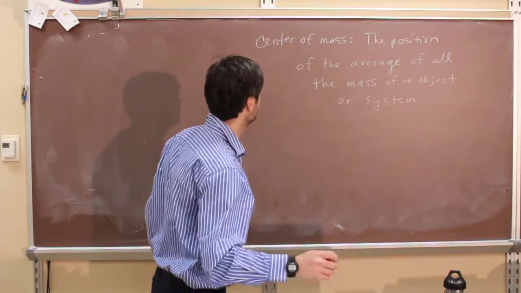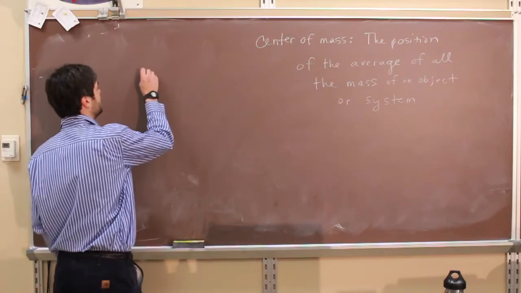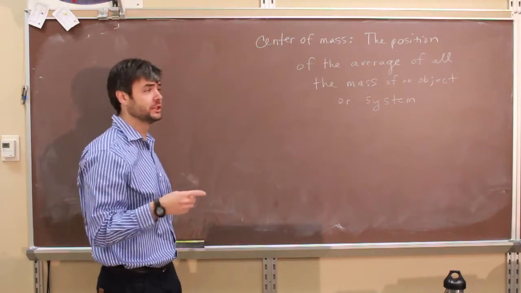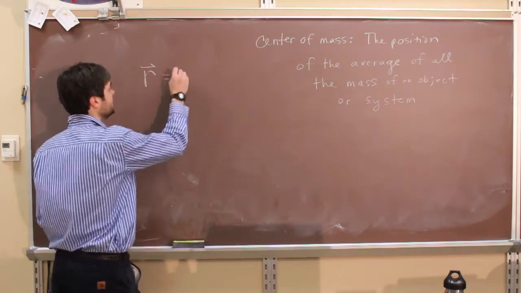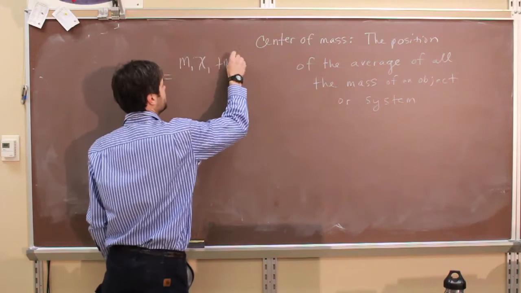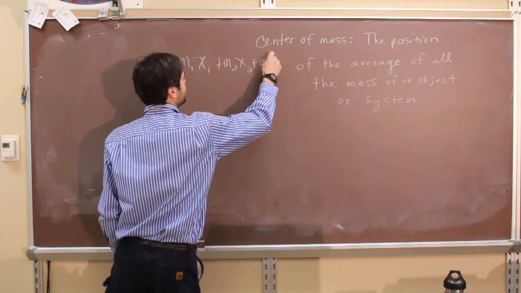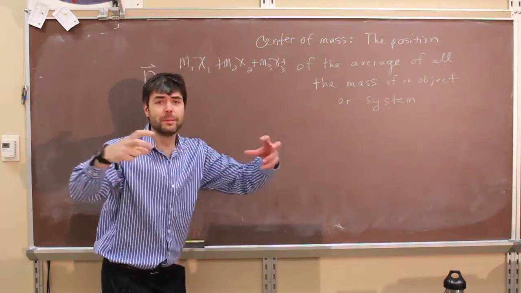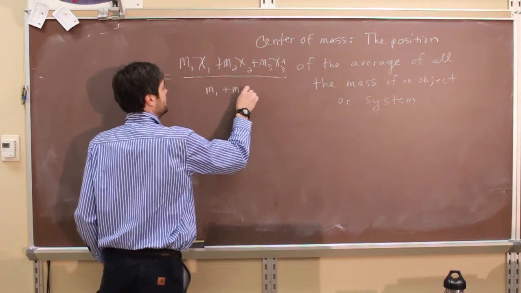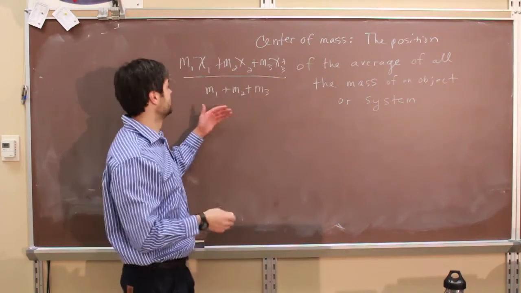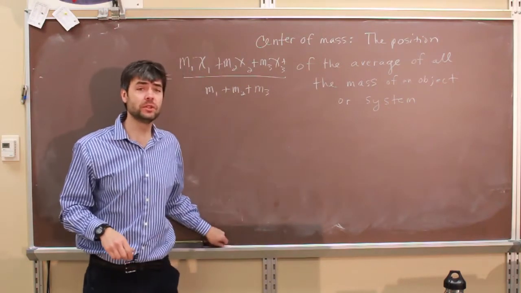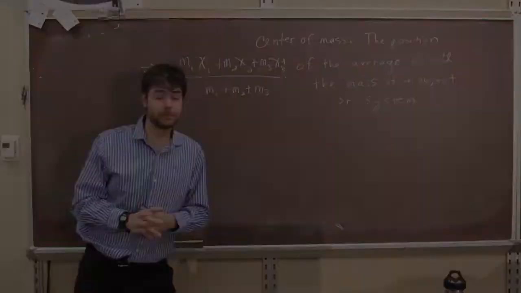So what is the formula for center of mass? We can use this as a vector. We can say that the position from an origin to the center of mass is equal to m1 x1 plus m2 x2 plus m3 x3 plus all the little masses added up, divided by m1 plus m2 plus m3 plus all the masses. So this is the masses at their position over the total mass. I'll show you an example of a problem like that right now.